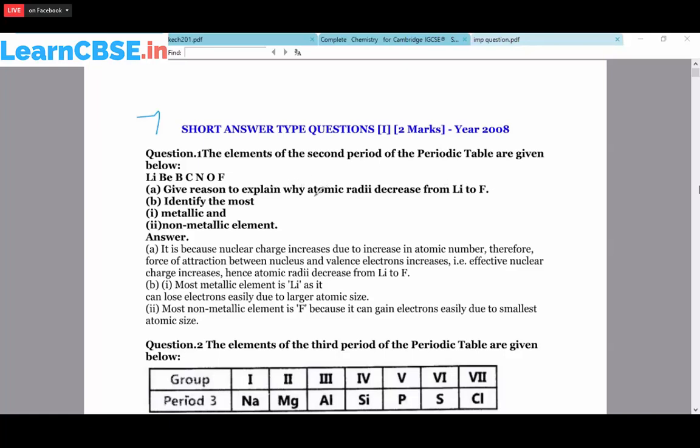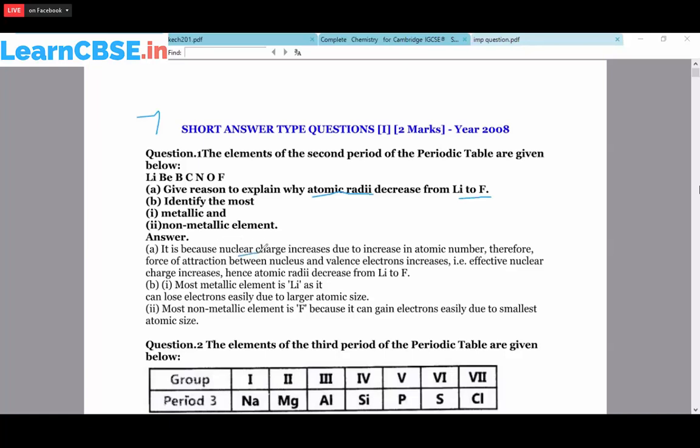Now they have asked why the atomic radii decrease from lithium to fluorine. What is meant by atomic radii? It is defined as the distance between the nucleus and the outermost electrons. Lithium, beryllium, boron are all in the same period, so the electrons are added in the same shell. So the distance between the nucleus and the outermost electrons is not varying. And also the pulling of the electrons towards the nucleus will increase, because the nuclear charge increases.